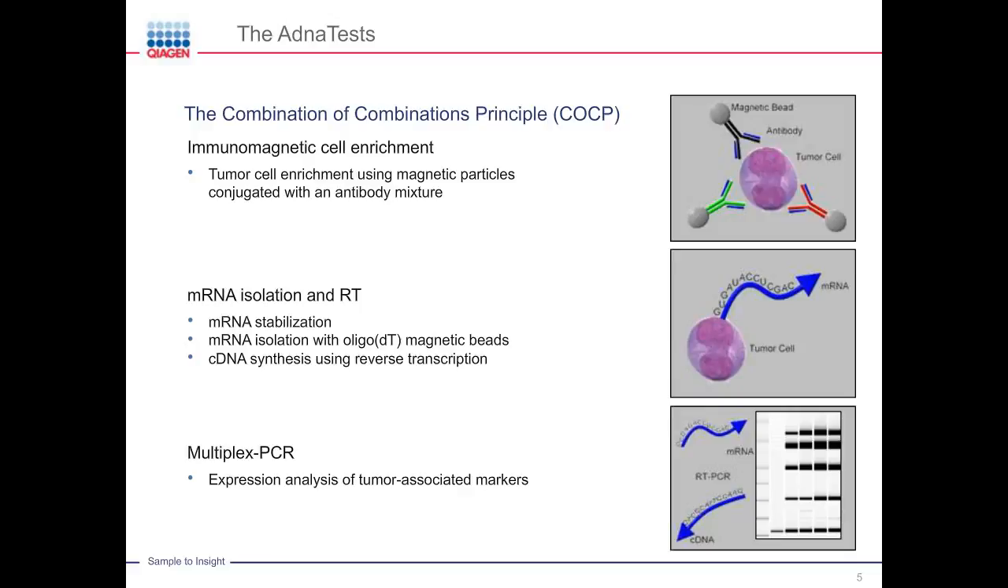What is the difference here that makes us different from other immunomagnetic technologies? And this is the CoCP principle. The CoCP principle means combination of combinations principle. What is that? One of the secrets here is that the first combination of these combinations is a combination of antibodies directed against cell surface antigens on tumor cells. And when I say a mixture, I mean that we are not only using EpCAM, as many others do, but we use several antibodies, up to 4, to capture the cells.